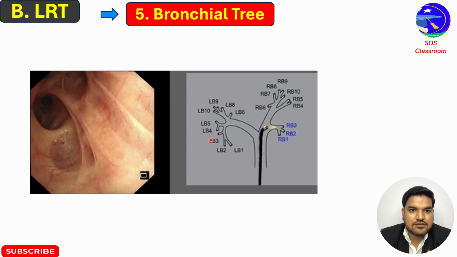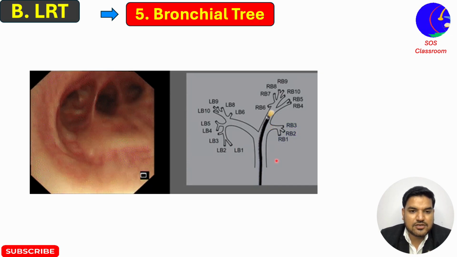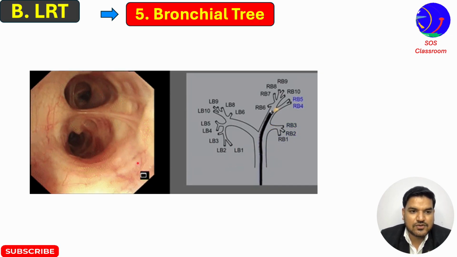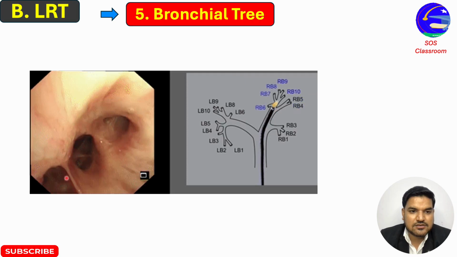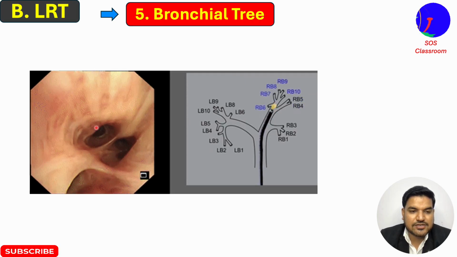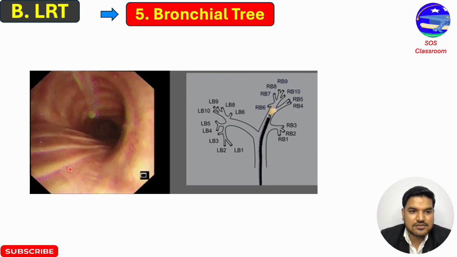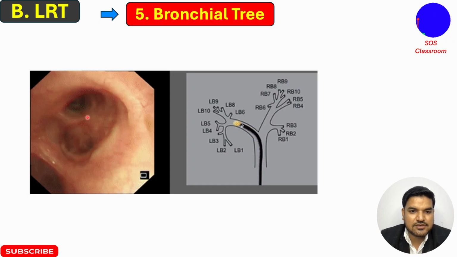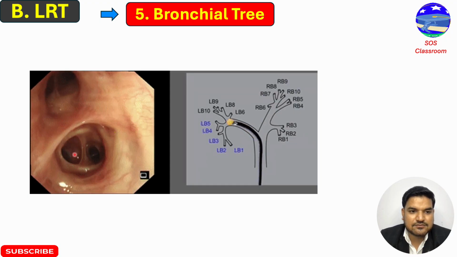Okay, so you can see the bronchial tree during the bronchoscopy. You can see these are the bronchi, the bronchial tree. From the inside, you can see this is our bronchial tree.